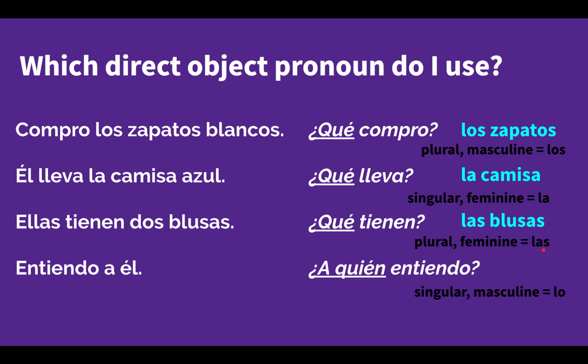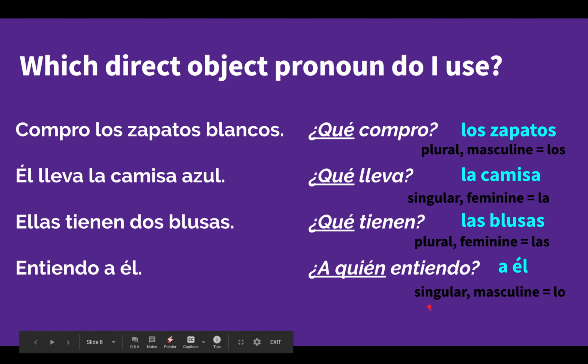And the last one, entiendo a él. ¿A quién entiendo? A él. Él is singular. It is masculine, so we're on the left side of our chart. The singular masculine would be lo, and in this case it means him. I understand him.